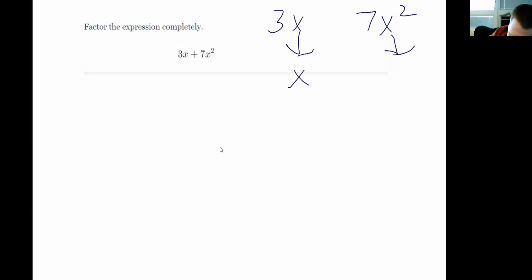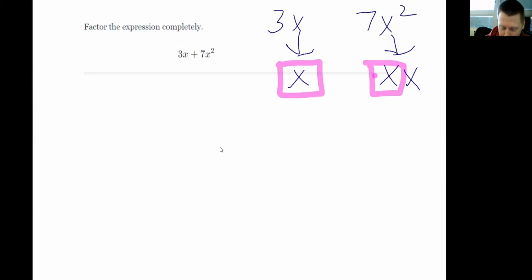But remember, x squared is really like 2 x's. So really all they have in common is a single x. And for the number part, they have a 1, since 1 divides into both of these. So our GCF is going to be 1x. So we're going to divide everything by 1x.